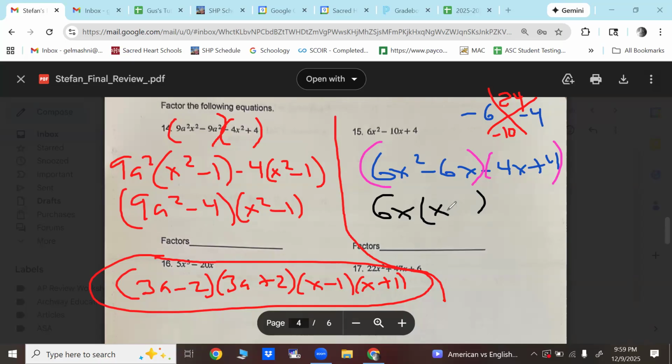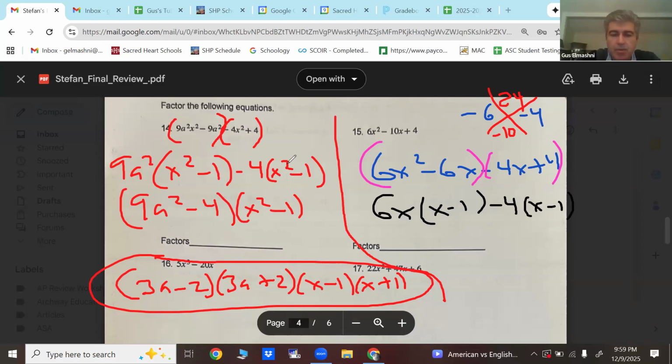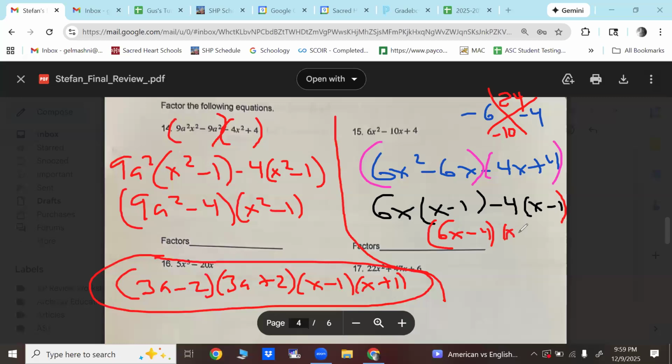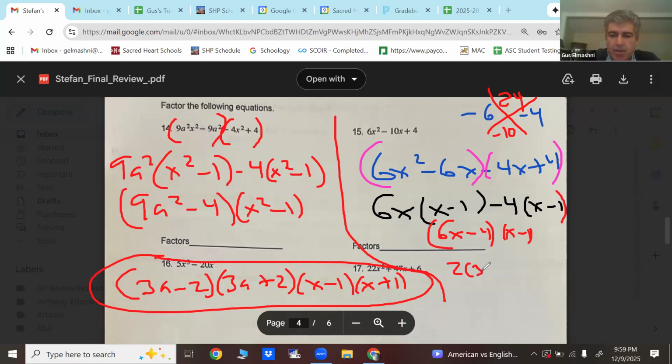After you pull 6x out of the first group, it's x minus 1, and then here you can take out -4, and it's x minus 1. Why did I do block? That was dumb. So 6x minus 4 and x minus 1. I probably could pull the 2 out earlier, but that's fine at the end. So 3x minus 2, x minus 1, and there you go.